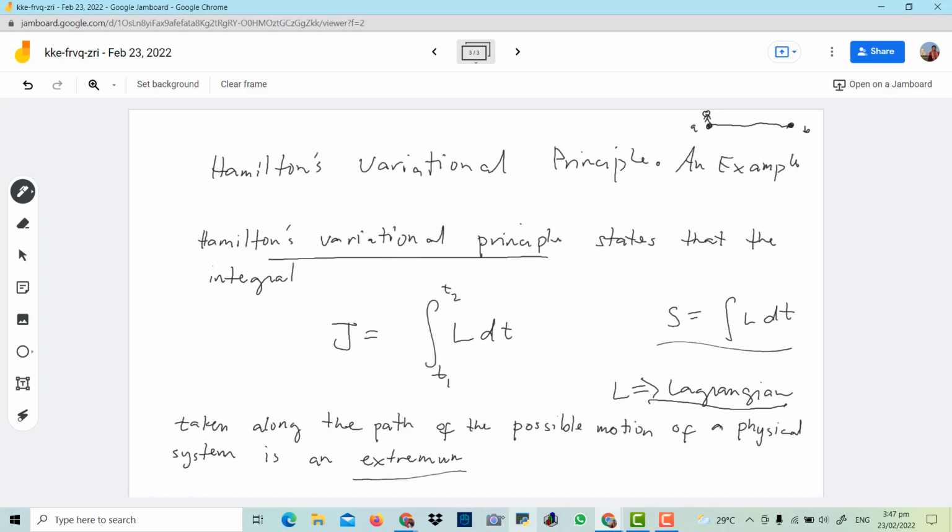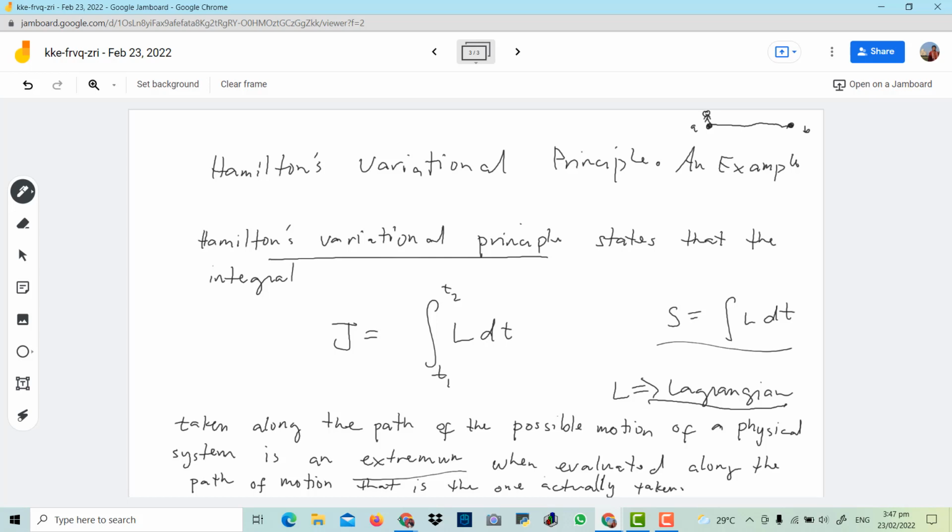So extremum when evaluated along the path of motion, that is the one actually taken. Okay, that is the one actually taken. So now that is the one actually taken. I have a function equal to this, right?